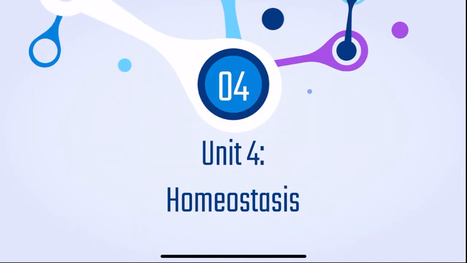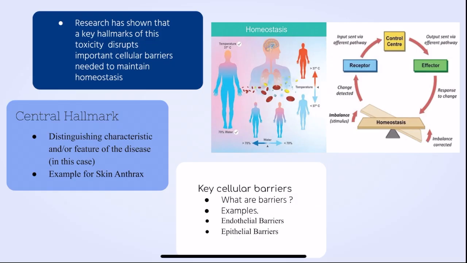Unit 4, homeostasis and its relation to anthrax. Research has shown that a key hallmark of this type of toxicity is that it disrupts important cellular barriers needed to maintain homeostasis. On the right side of the screen, we can see pictures of homeostasis to help us visualize while we are going through the presentation.